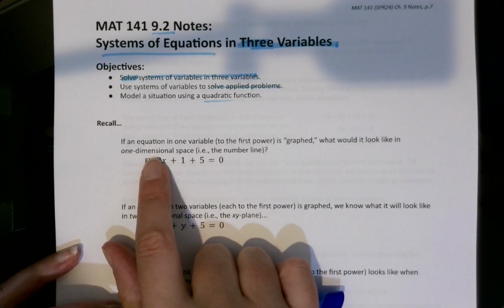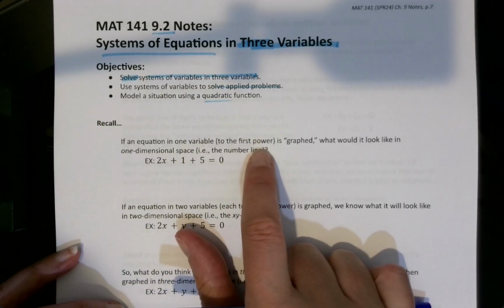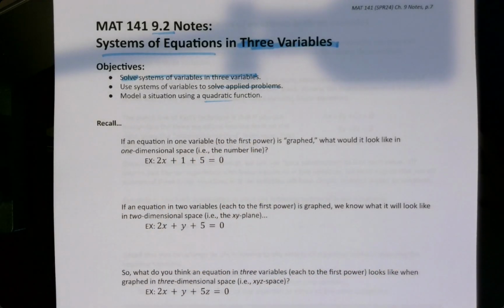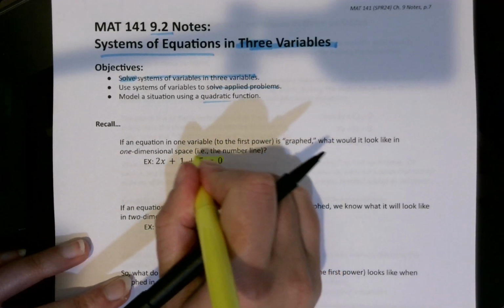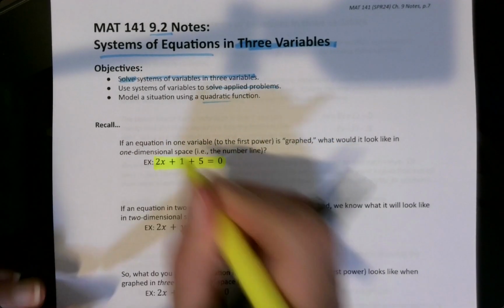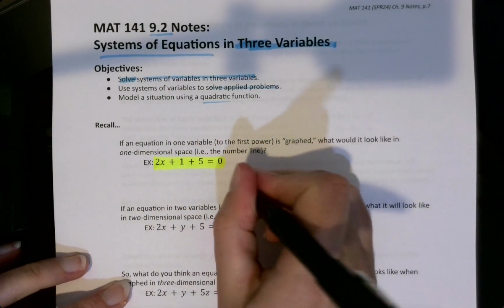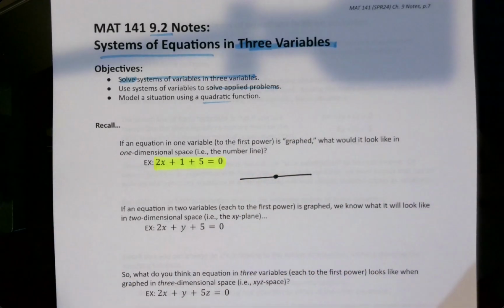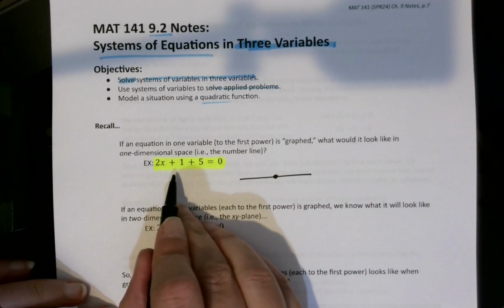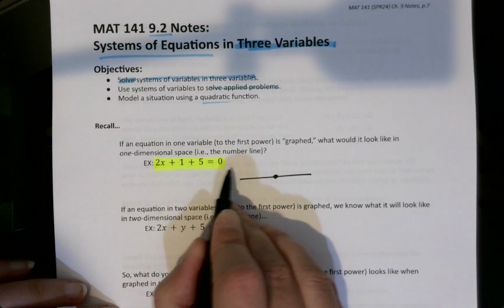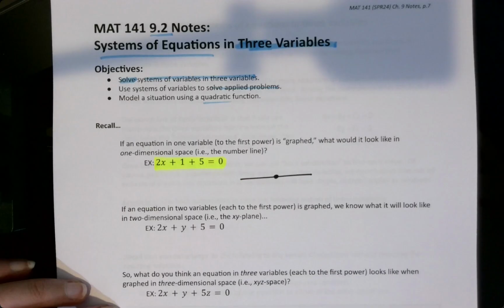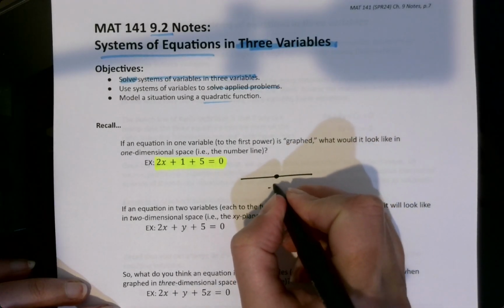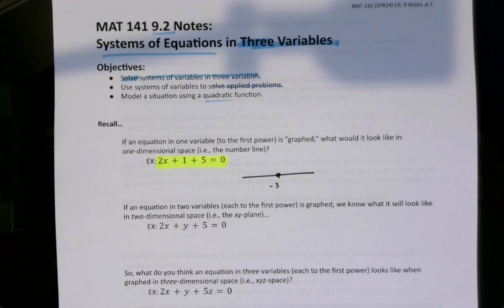Recall, if an equation in one variable to the first power, so a linear equation, is graphed, what would it look like in one-dimensional space, i.e. on the number line? If I take a look at this equation right here, since there's only one variable, if I graph this on the number line, it's going to graph with a single point as its solution. You could solve this by moving the values to the other side, dividing, and you would get a value of -3, I think. So there would be one value that would be the solution to this equation.